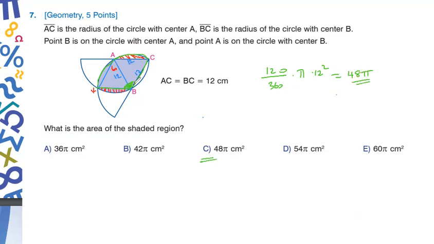Again, the reason why I just did that is because I took this red region and placed it right here, because they have equal area. Whatever we are looking for as shaded is just this region in green. That is easier to deal with, which is 1/3 of the full circle, and that is 48 pi. So I hope that makes sense. I'll see you in the next video.